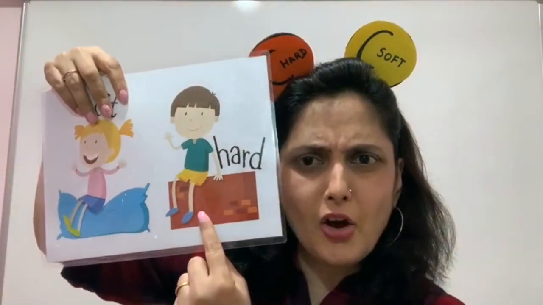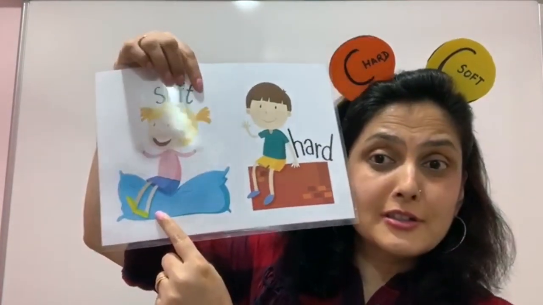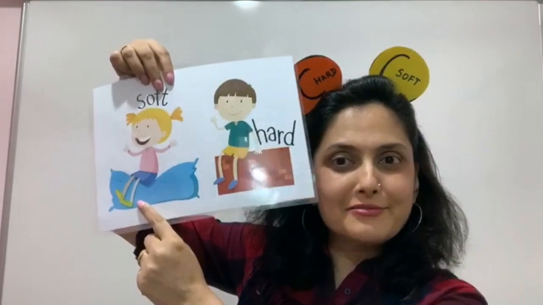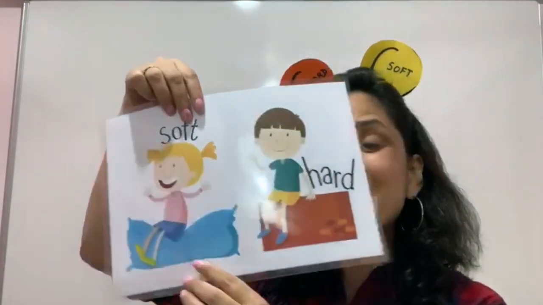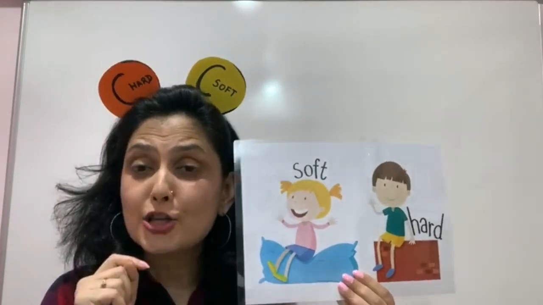Okay? Now, the alphabet C has got two sounds. A hard sound and a soft sound. A hard sound, like the boy is sitting on a hard surface, and a soft sound. Yes, the girl is sitting here. Soft sound. So, C has got two sounds, a hard sound and a soft sound.